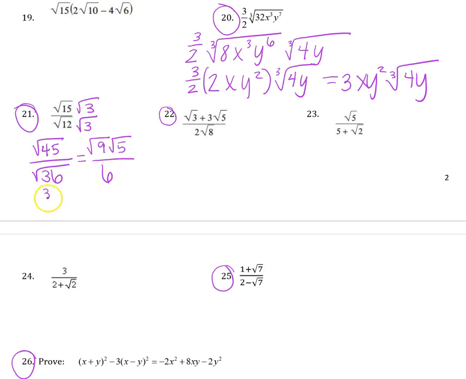This becomes 3 radical 5 divided by 6. And don't forget, you can simplify even further. The 3 and the 6 reduce to 1/2. So I've got radical 5 divided by 2.